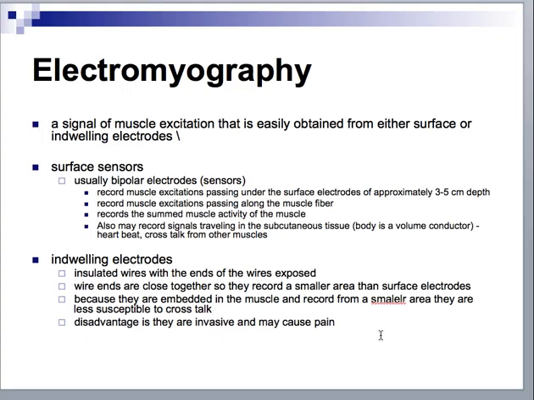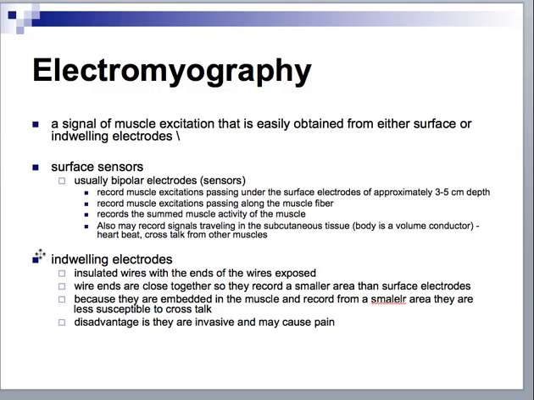So essentially, the combination of rate coding and recruitment represents neural drive to the muscle, and we measure that using electromyography. Electromyography is a signal of muscle excitation that is easily obtained from either surface or indwelling electrodes. Surface sensors are placed on the skin. They are bipolar, and they record the amount of electrical activity under the muscle.